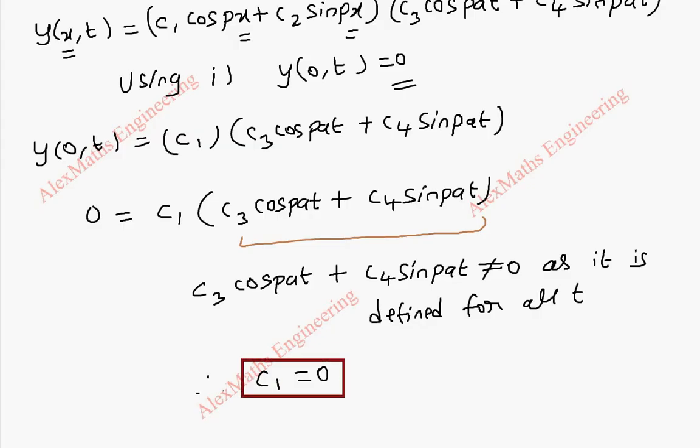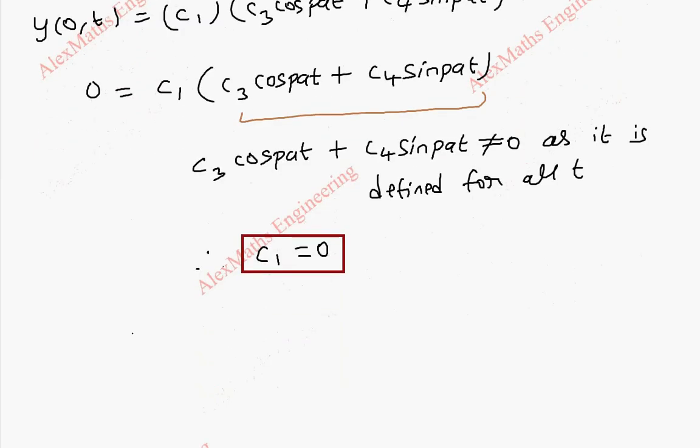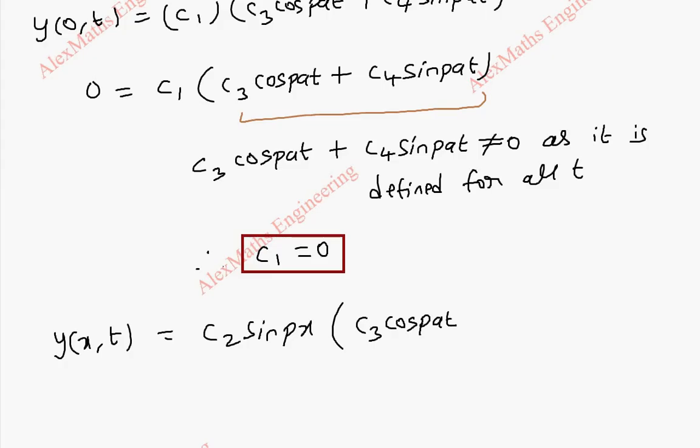Substituting that in our solution y of x comma t, when c1 is 0, the first term will not be there. So c2 sin px alone will be there. Then the rest of the term, c3 cos pat plus c4 sin pat, we keep as it is.